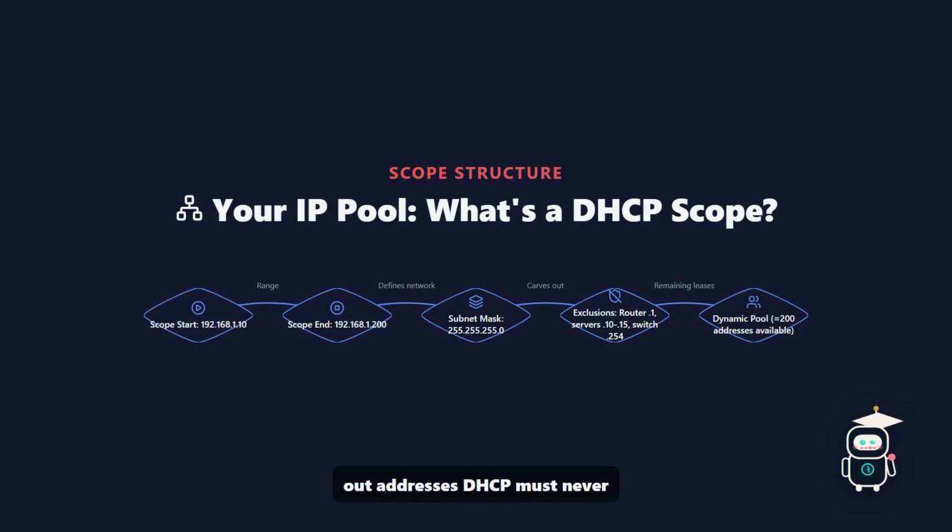Exclusions carve out addresses DHCP must never touch. The router at .1, a few static servers, and the managed switch at .254. If you exhaust the scope without realizing it, new devices will scream "DHCP server not responding." This is why you plan the range before the office grows.